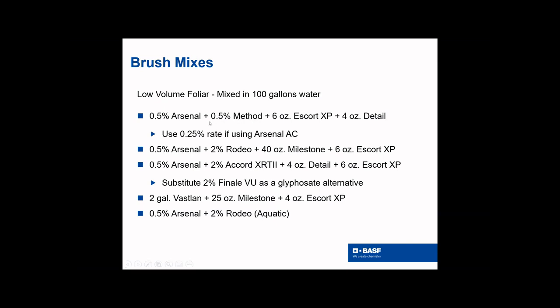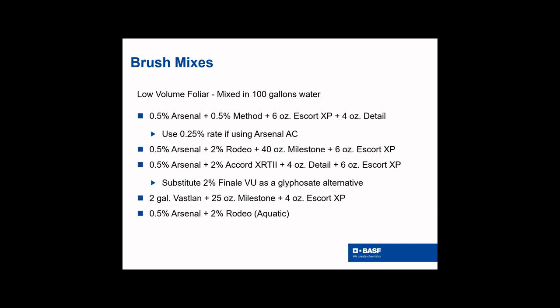So an Arsenal, Method, Escort, Detail mix is going to take no prisoners. There's nothing going to come through that. But again, because you're using a selective application technique, you can be highly selective. A go-to mix would be something like an Arsenal Rodeo, or you could add some Milestone Escort to it. If you're looking for an aquatic mix, an Arsenal glyphosate mix can work really, really well. If you're concerned about grass injury, then you go to something like maybe a Vastlan Milestone. And again, here's your aquatic mix that you could use.